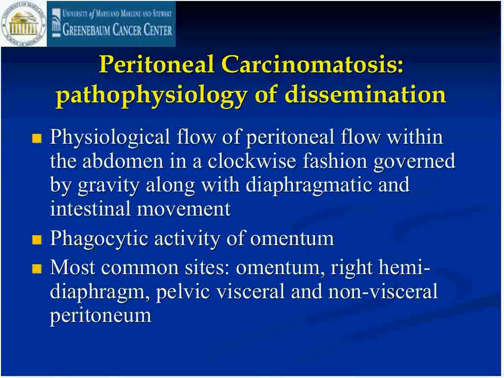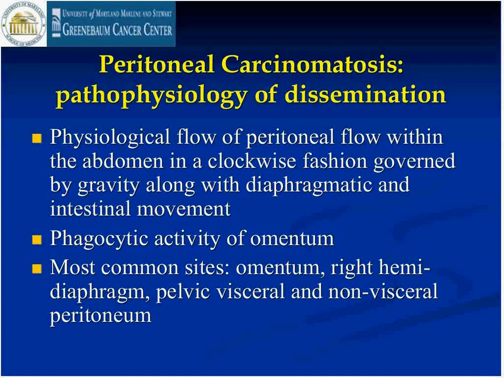Now, if you try to understand the pathophysiology of why peritoneal carcinomatosis occurs, it's really related to a couple of physiological factors. One is related to the flow of the fluid within the peritoneal cavity, which tends to occur in a clockwise fashion, and this is governed by gravity along with the movement of the diaphragm during breathing, as well as the peristalsis or movement of the intestine. The omentum, which is a layer of fat that covers the intestine, also has some phagocytic activity that helps eradicate some of these cancer cells.